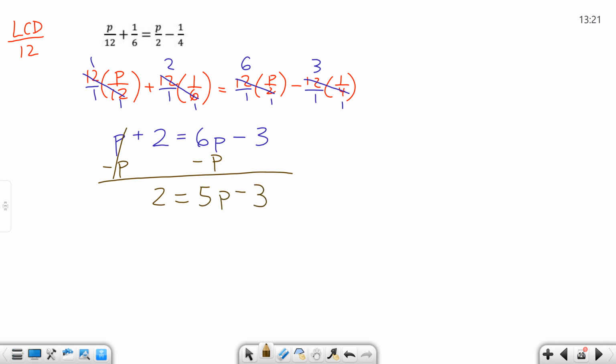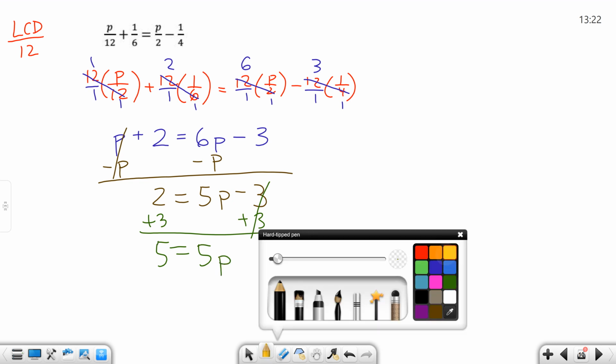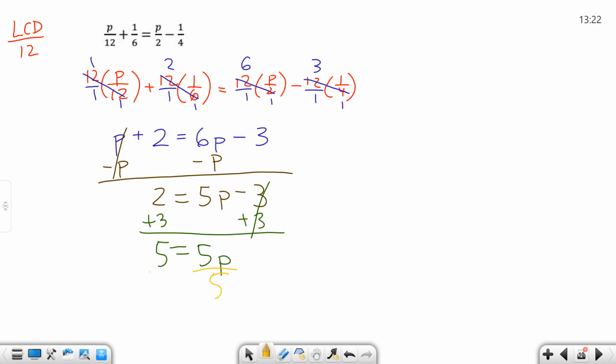Now really, at this point, I want you to be able to do both steps at once. If you move the P, I want you to also move the negative 3 at the same time. But if you get confused, don't. Take it one step at a time. So now the best move is to move the negative 3 over by adding it to both sides. So that cancels over there. We get 5 equals 5P. And then I divide both sides by 5. That divides out. That becomes 1 over 1, so that becomes 1 equals P.